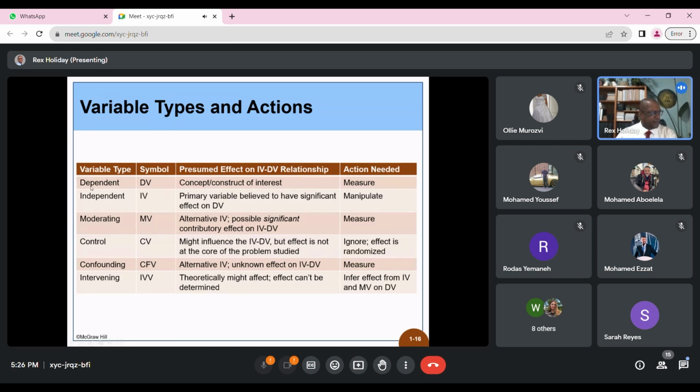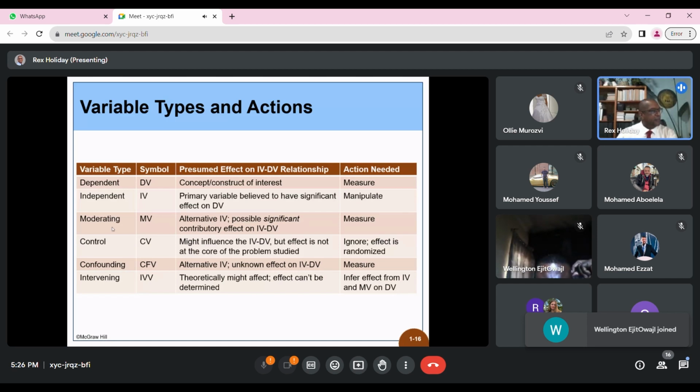So we have here the dependent variable: presumed effect on the dependent variable, relationship, concept, construct of interest, and the action needed. You need to measure that. An independent variable is something you're going to manipulate, so it's something that you can control.